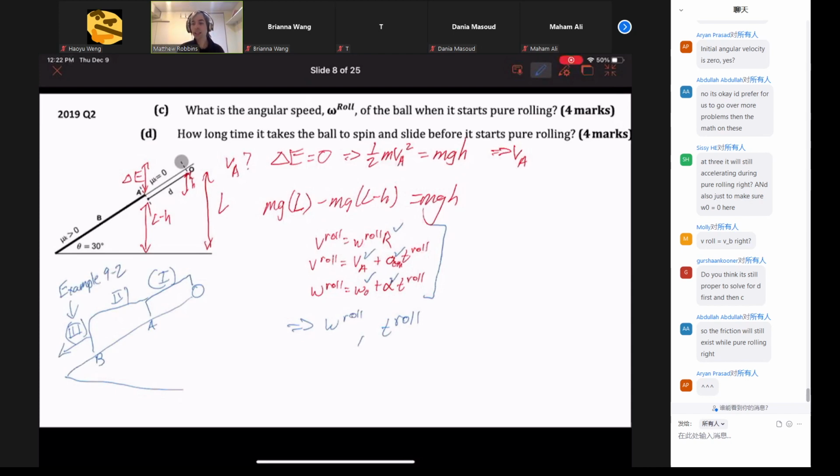So will friction still exist when purely rolling? On a slope, yes. Basically, friction is what allows a ball to accelerate its rolling motion.